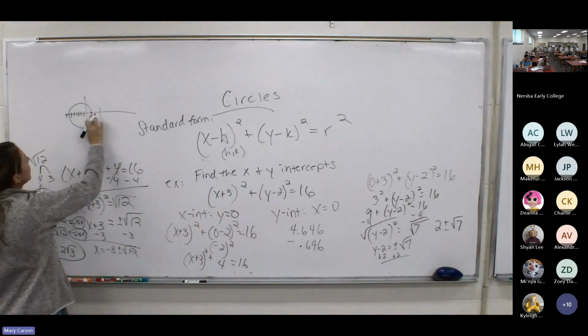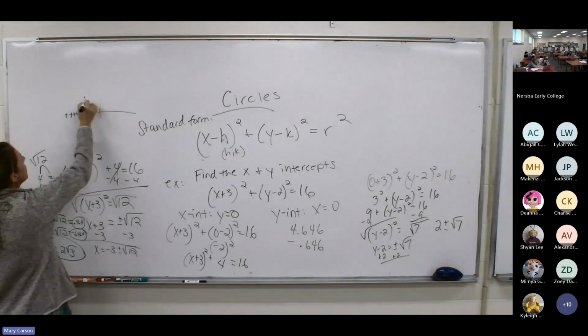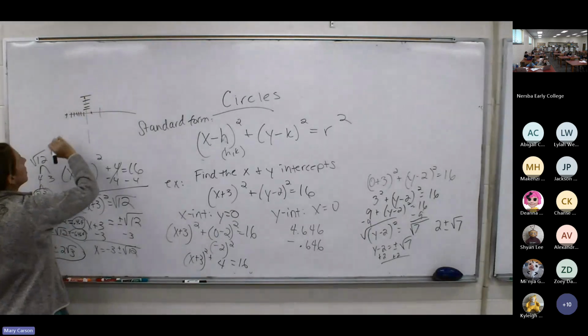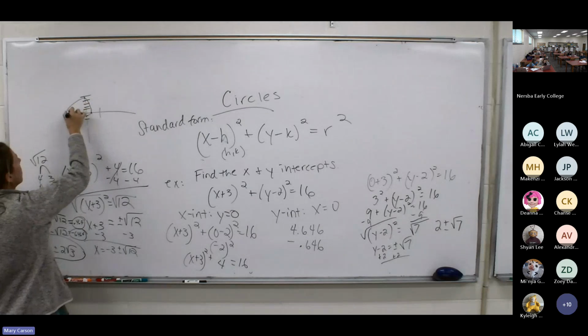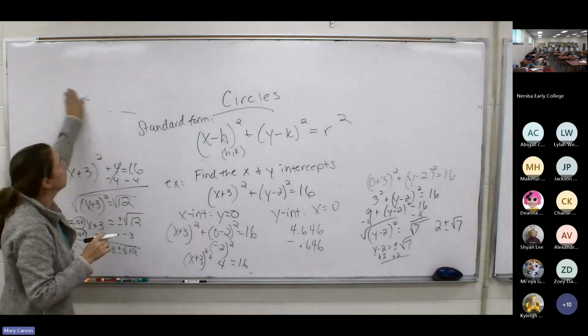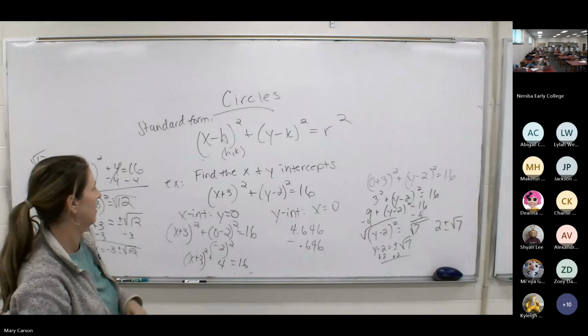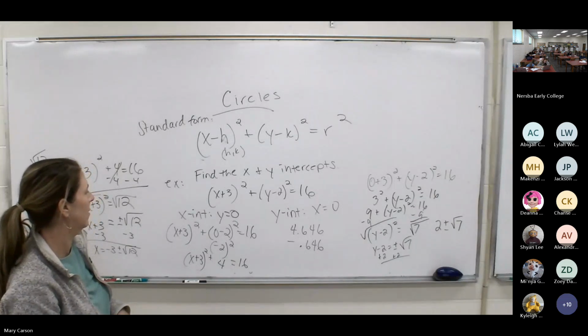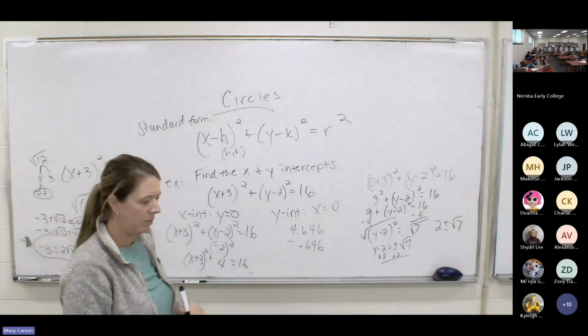I'm way off on that graph here. This would be 4, 1, 2, 3, 4 here. And this does not look like a circle at all. Okay. Not worth that. Anyway, I think that's right.